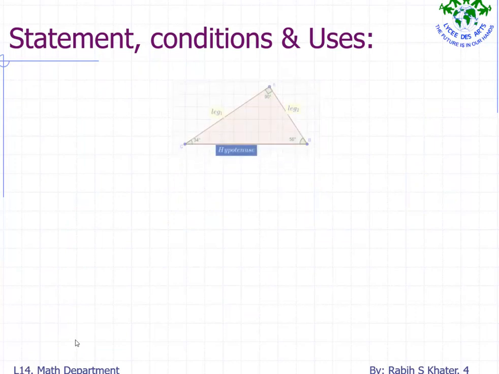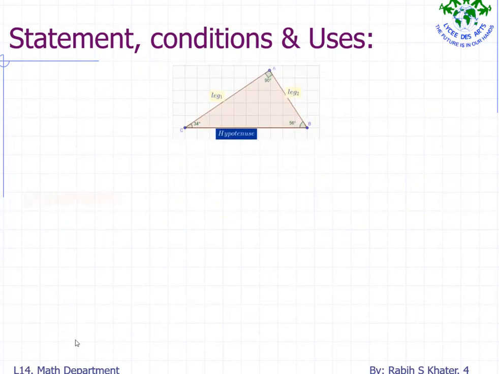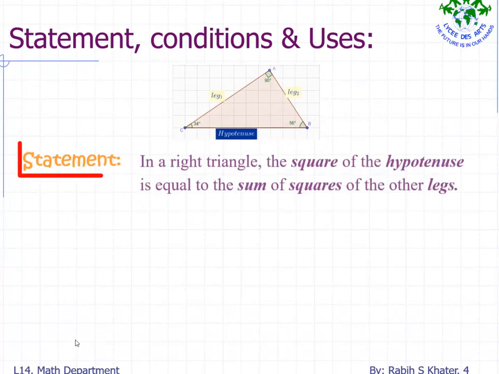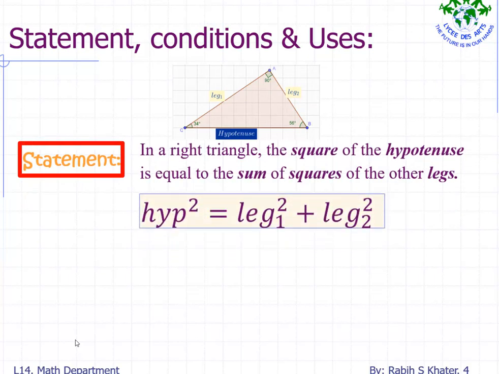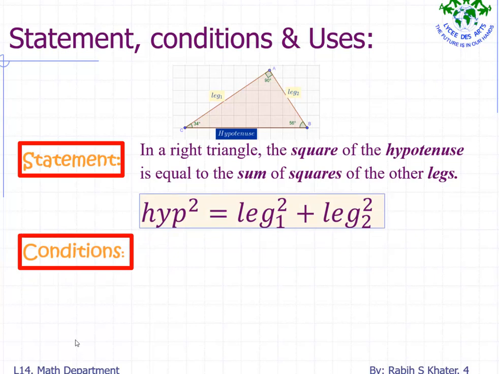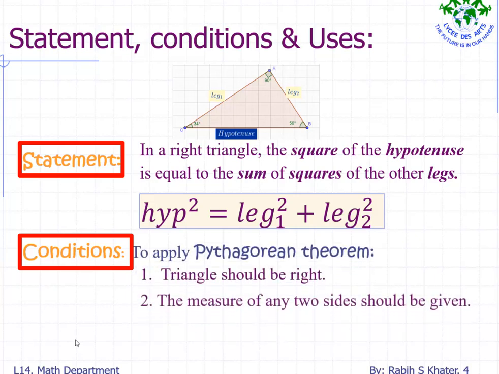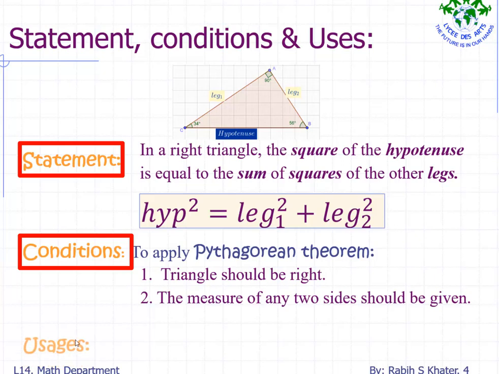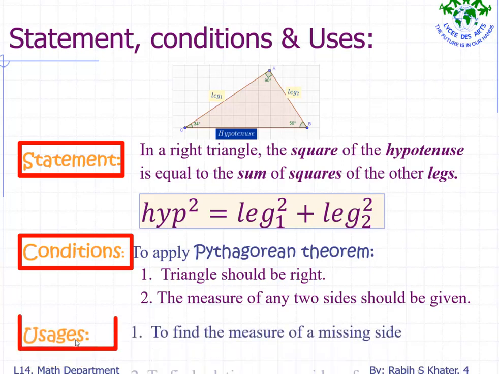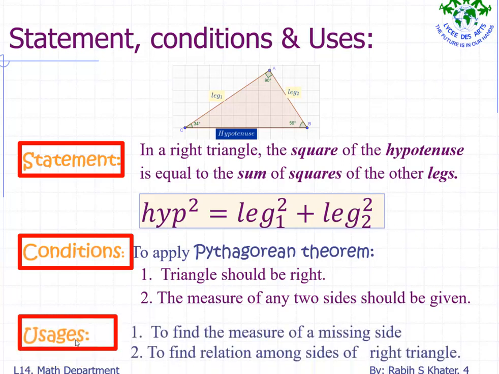Statement, conditions and uses of Pythagoras theorem. Now, you remember the statement, and this is the formula of Pythagoras theorem: if the triangle is right, the hypotenuse squared equals leg 1 squared plus leg 2 squared. What is the condition to use it? We have to have a right triangle and the measure of two sides to find the other one. Uses: to find the measure of a missing side or find the relation between sides of a right triangle.